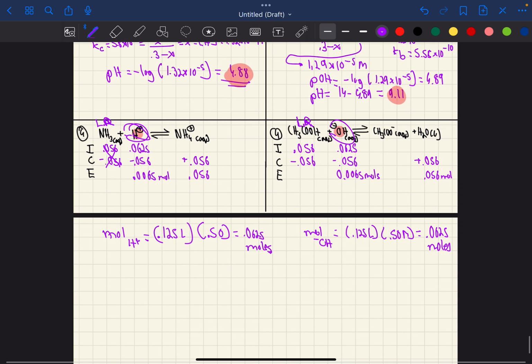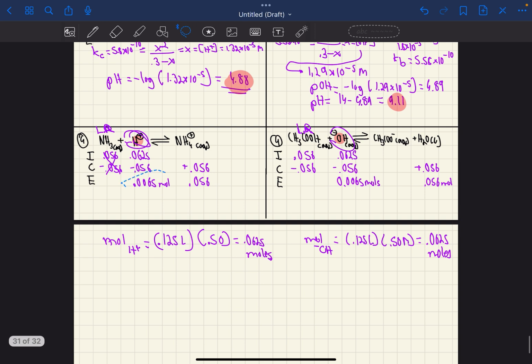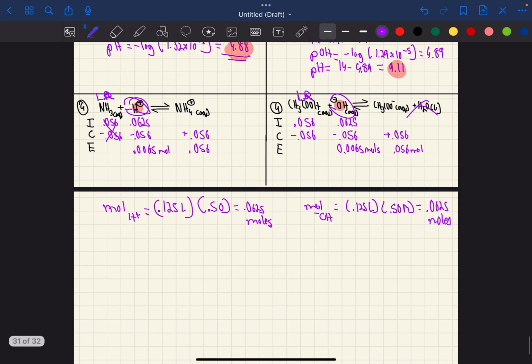So if you notice this, at equilibrium you have some concentration of your H plus, right? Some concentration H plus and some concentration NH4, and in this case you have some concentration OH minus, and then some moles of your CH3COOH, right? And again, you can ignore water here because it's liquid, so it doesn't matter, right?